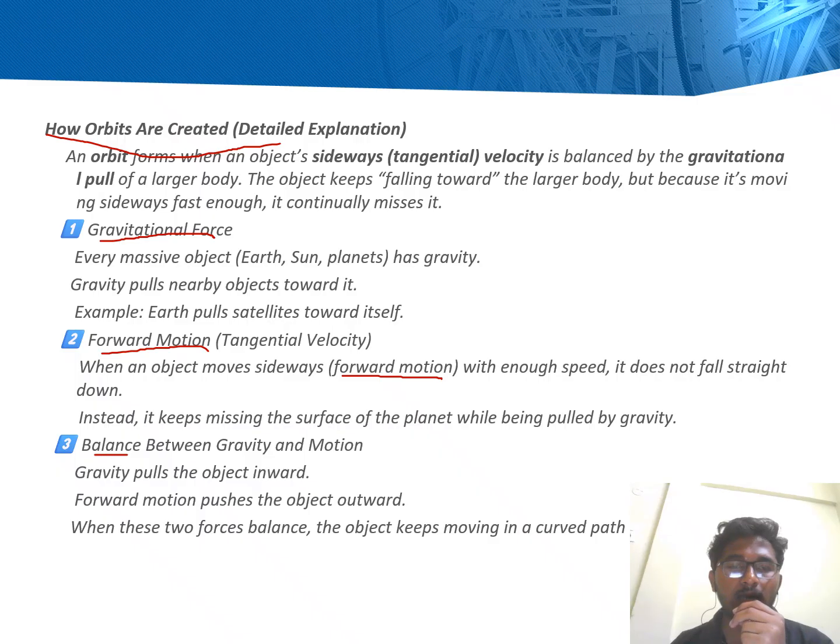Third one, balance between gravity and motion. Gravity pulls the object inwards, forward motion pulls the object outwards. When these two forces balance, the object keeps moving in a curved path. This is how an orbit is created.